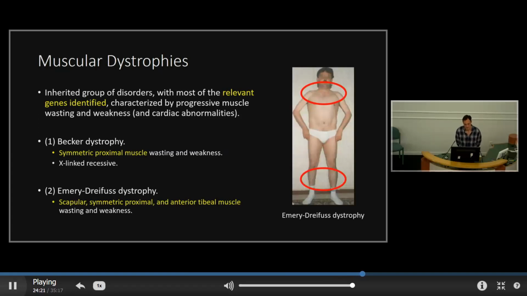The second one is Emery-Dreifuss dystrophy. You get a lot of scapular winging with this one usually, and the tibialis anterior muscles are affected. So you can see the circles there. This man here has Emery-Dreifuss. The circles there are showing heavily affected regions.